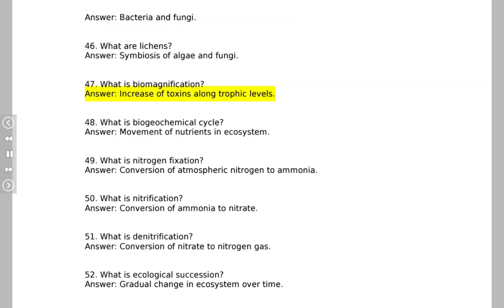47. What is biomagnification? Answer. Increase of toxins along trophic levels. 48. What is biogeochemical cycle? Answer. Movement of nutrients in ecosystem. 49. What is nitrogen fixation? Answer. Conversion of atmospheric nitrogen to ammonia. 50. What is nitrification? Answer. Conversion of ammonia to nitrate. 51. What is denitrification? Answer. Conversion of nitrate to nitrogen gas.